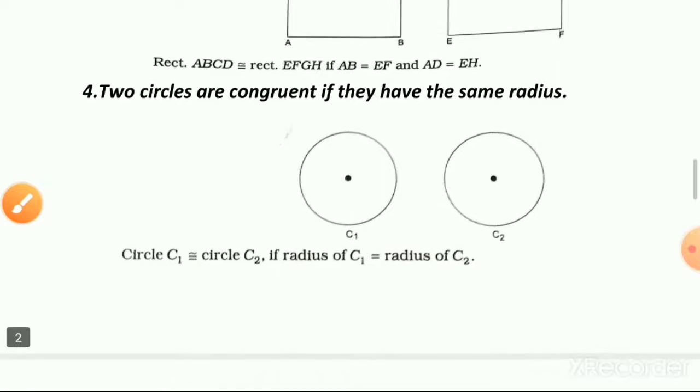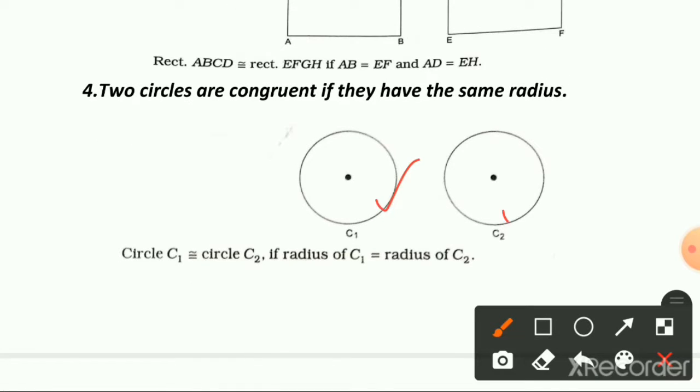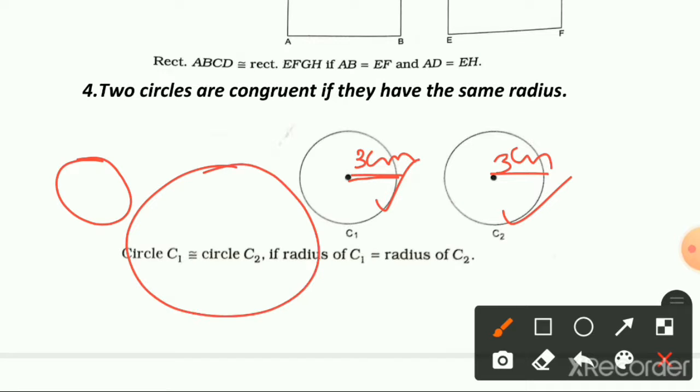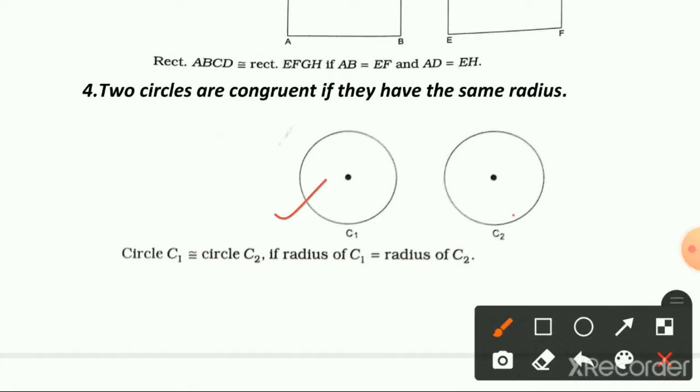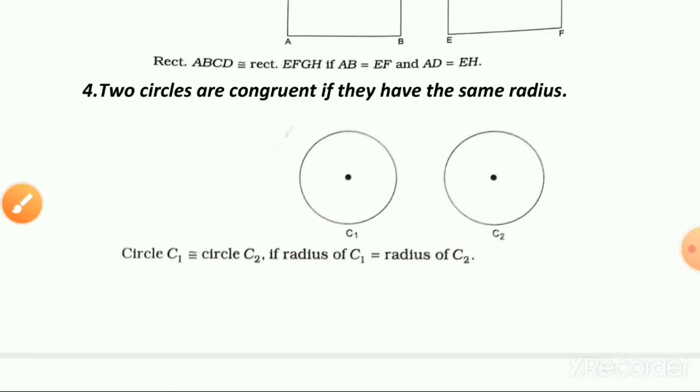Let's move to the circle. Two circles are congruent when their radius is equal. Suppose this is a circle of 3 centimeter radius and this is also 3 centimeter, then only they will be congruent. Suppose I make one small circle and one big circle, though their shape is the same circular shape, their size is not the same, so they are not congruent. So we can say these are two circles which are similar in shape as well as size. So we can say that circle 1 is congruent to circle 2.